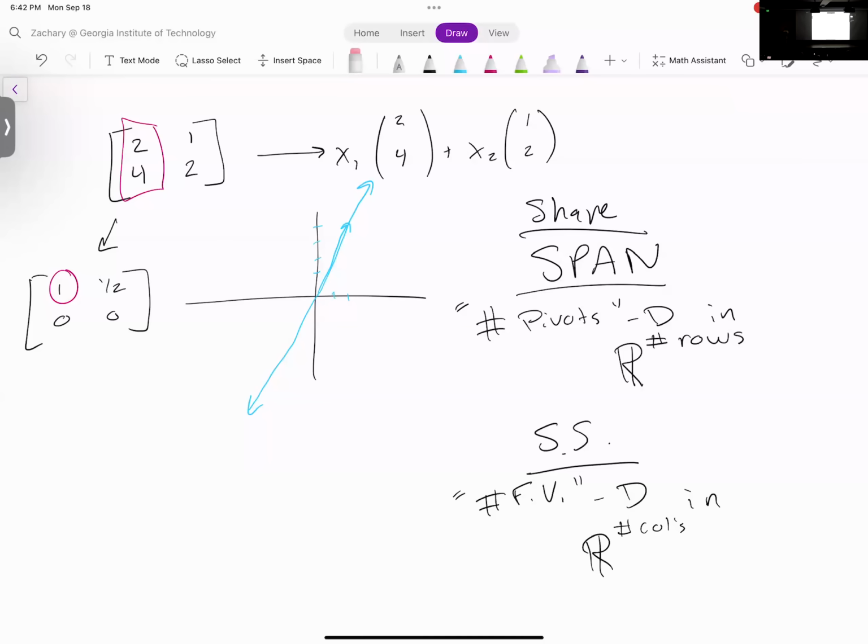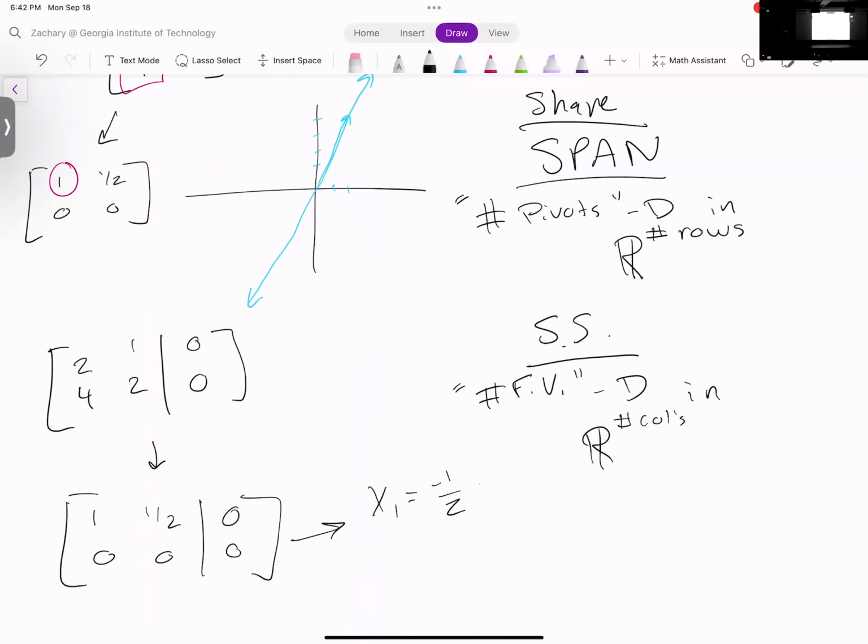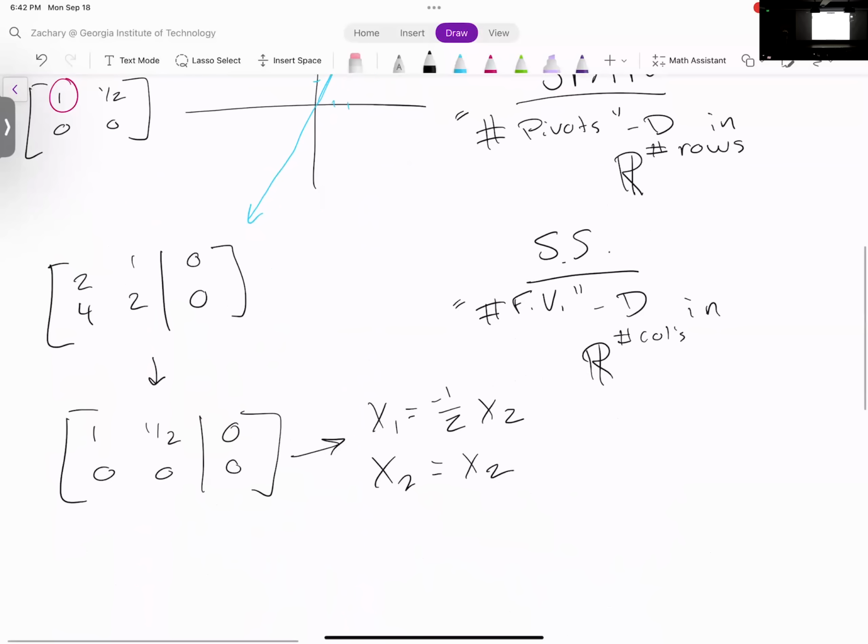So what I'm going to do is take (2, 4), (1, 2). To have a solution set, we have to have a b, so I'm going to give it (0, 0). From here, if we follow our handy little chart, reduced echelon form gives 1, 0.5, augmented with 0, 0, 0, 0. Put this back into equations. It's going to give us x1 equals -1/2 x2. x2 is free, so x2 is equal to x2. And to go from equations to parametric vector form, we're just slapping parentheses on the outside.